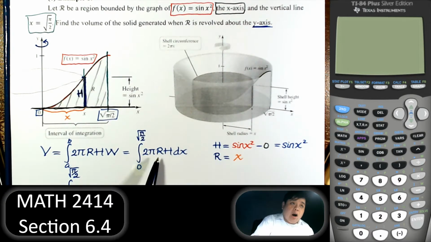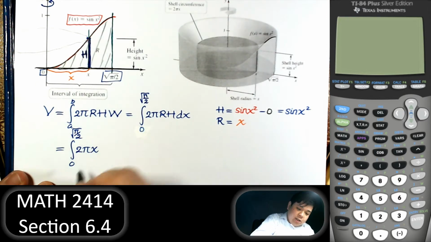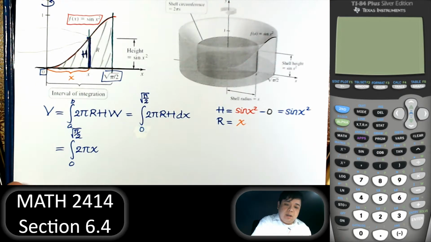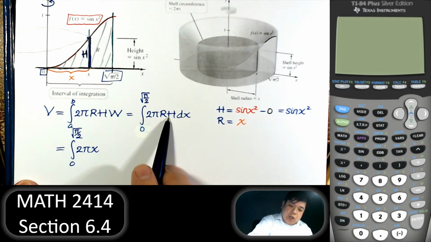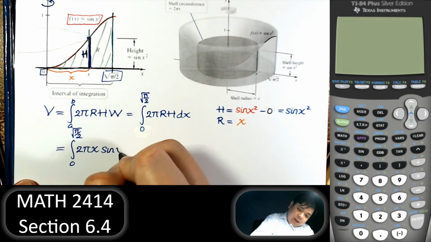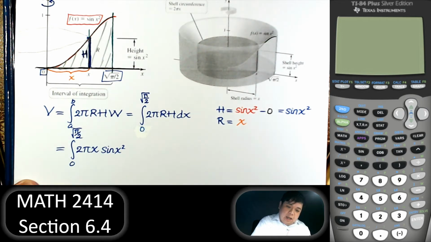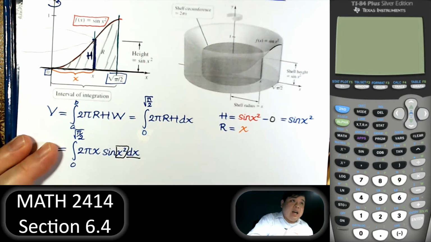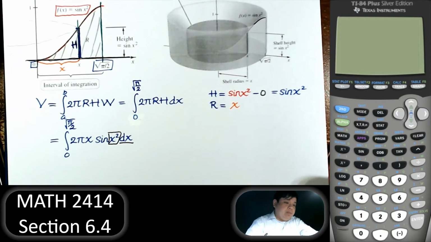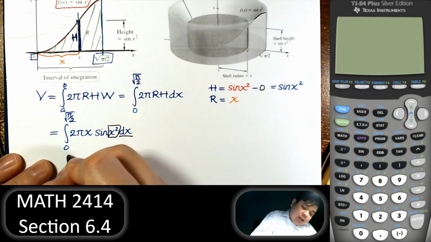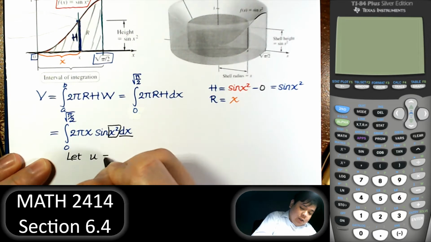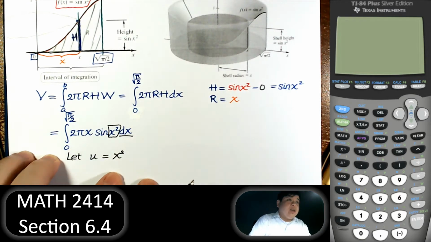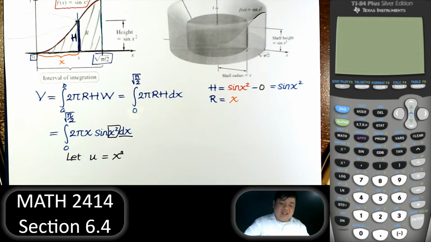2 pi r is x, and then h is sine of x squared, and then dx. Now we'll just integrate this. This one we use substitution. We'll let u equal x squared, and then solve for dx, and then substitute back into the problem. So let u be x squared, because when we take the derivative of that, it cancels with the x nicely.